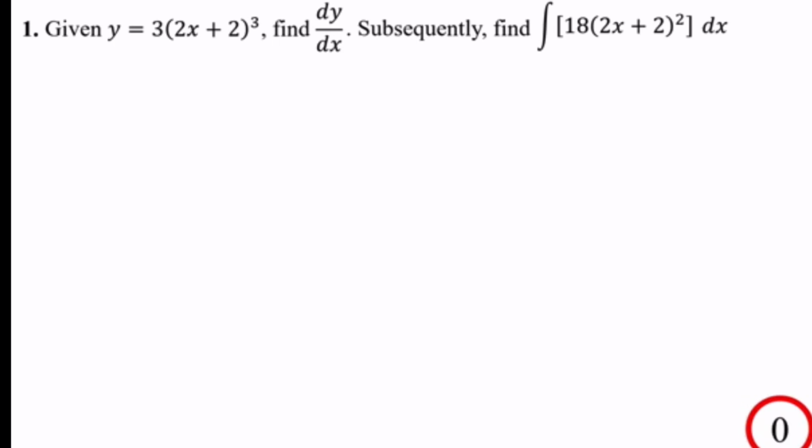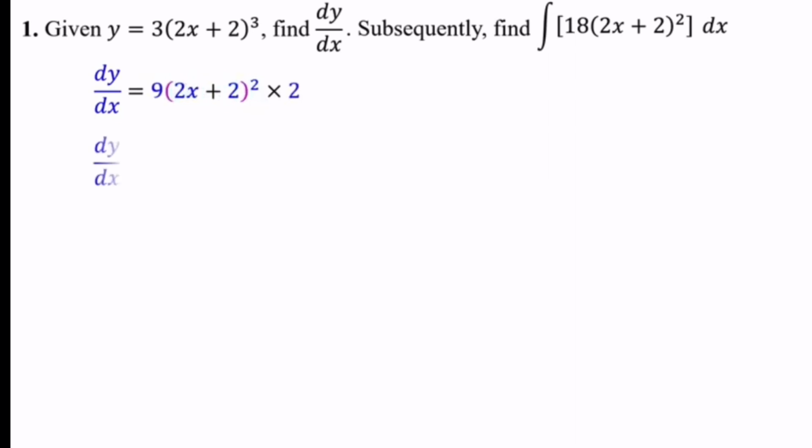Alright, so first of all, let's differentiate by using the chain rule. For this question, we differentiate by taking 3 times 3 times (2x + 2), and then the power will be 3 minus 1, which is 2, and times with the 2. Don't forget, you have to differentiate the bracket 2x + 2. After you differentiate, you'll get 2, right? So dy/dx will be 18 times (2x + 2) to the power of 2, right?